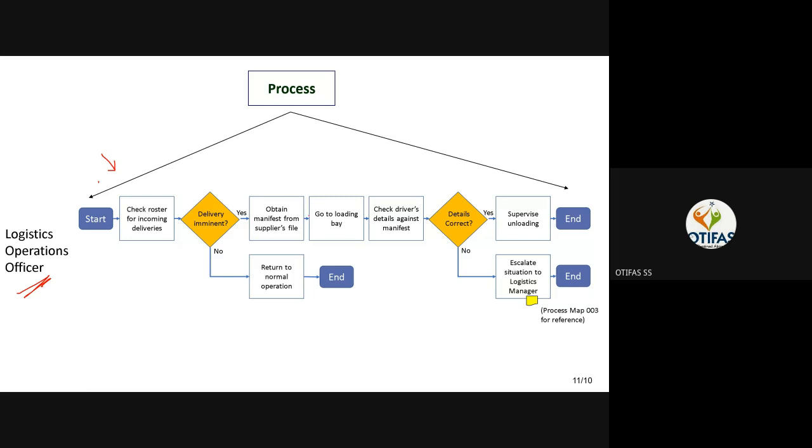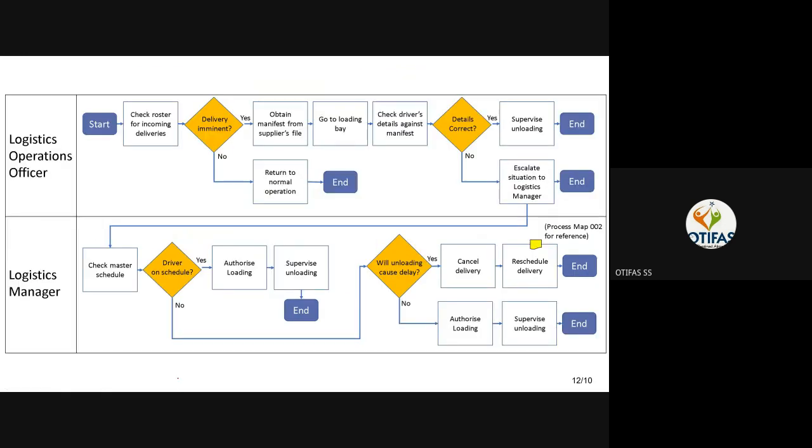Then it goes to the loading bay and then check the driver's detail, etc. So just by looking at this, you understand what is the process of a logistic officer. And then if any problem is there, it will be escalated to the logistic manager. Now, if you go in detail, then the logistic manager will have another process. So it becomes process approach. The output of one process is the input of another process. Now, this is called process approach in ISO.